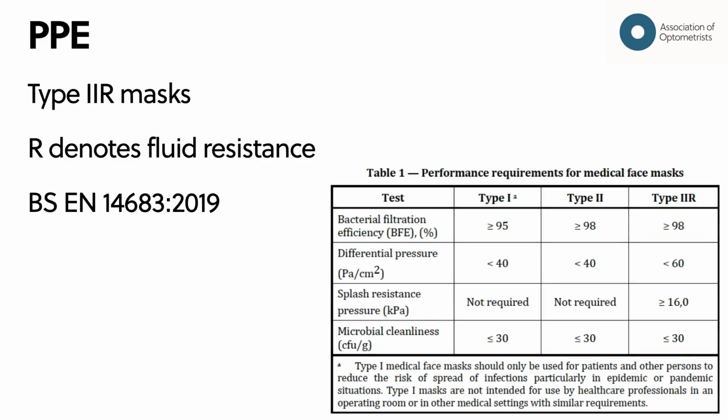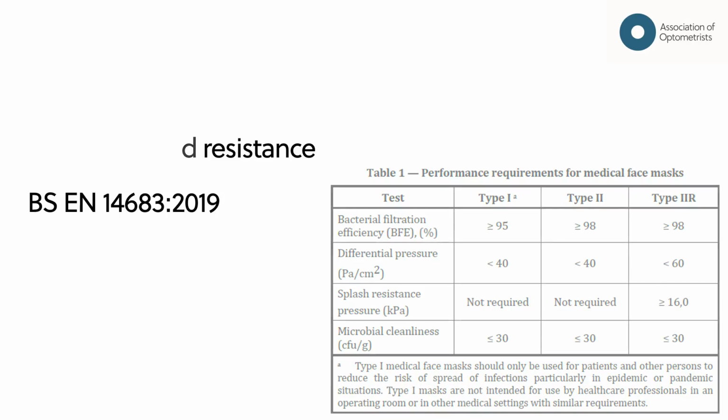Then when we turn to masks, we know that we need a type 2R mask. The R means that it's fluid resistant. These are the masks that practitioners would wear, not that we may ask patients to wear a face covering or anything like that. It's important that they meet BS EN 14683. And in this instance, we've referenced the 2019 guidance, but I believe the 2015 guidance was pretty much the same.